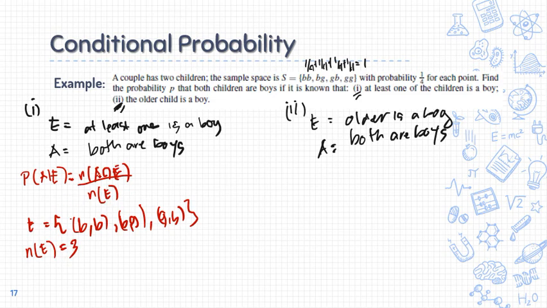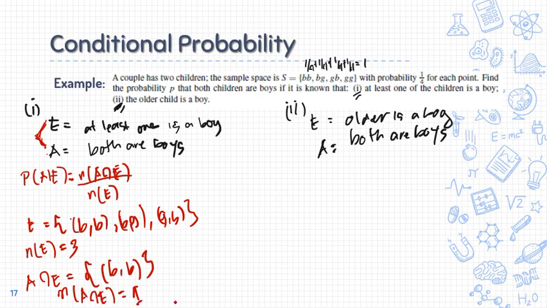Now, let us find the intersection of A and E, wherein at least one is a boy and both of them are boys. So the intersection must have both situations occurring at the same time: at least one is a boy, and both are boys. So the number of elements of A intersection E is equal to 1, and the number of elements of set E is 3. So this is 1/3.